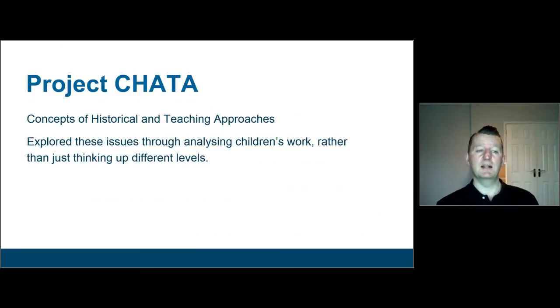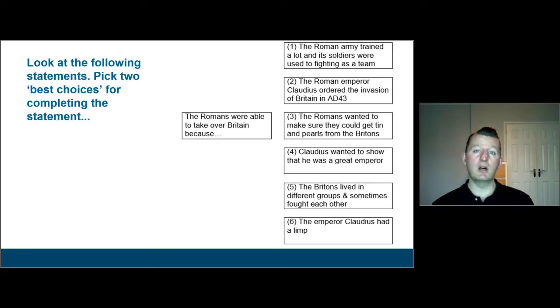So Project Chatter, which is the acronym for Concepts of Historical and Teaching Approaches, was undertaken by a number of academics based at the Institute of Education in London in the 1990s and early 2000s, and they did just that. They went about looking at how children engage in practice with the notion of causation, and then they tried to work up models of progression based on what children actually do and say when you speak to them in the classroom.